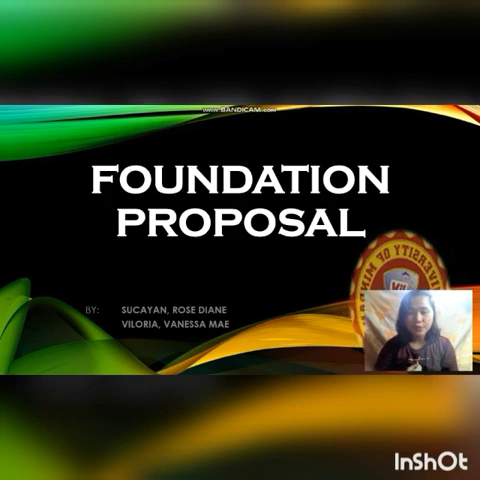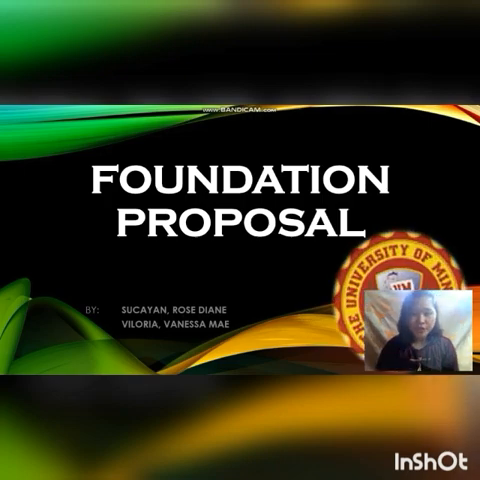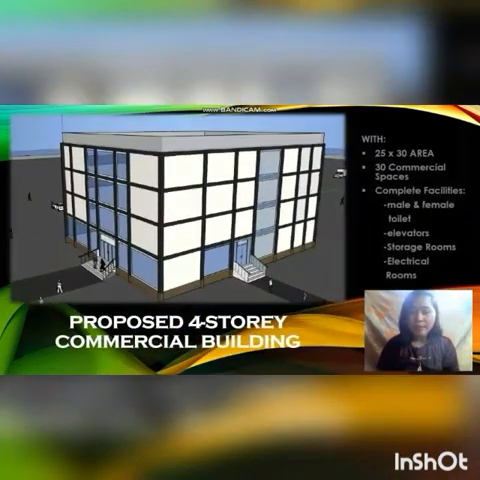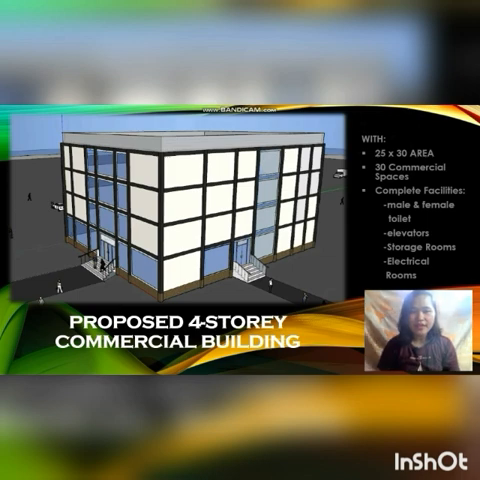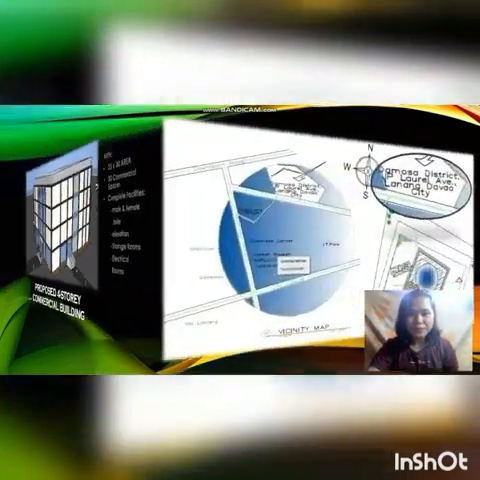I am Vanessa May Viloria, and I am going to present to you first our foundation proposal together with my partner, Miss Rose Diane Sukayan. So you can see here our proposed four-story commercial building with a 25 by 30 lot area or building area, with 30 commercial spaces and complete facilities such as male and female toilets, the elevators, storage rooms, and electrical rooms.